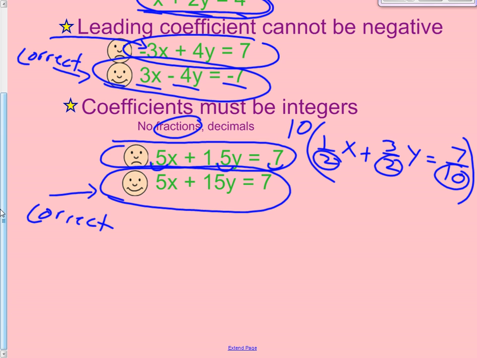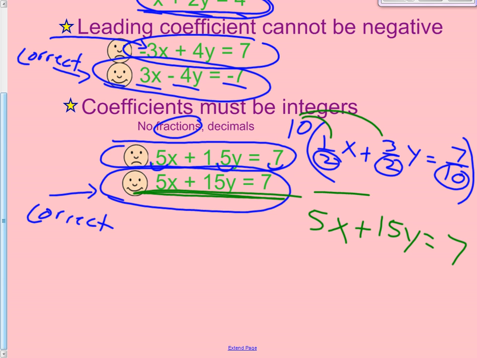So 10 times 1/2 is 5x. 10 times 3/2 is 30/2, and 30/2 is the same thing as 15. So plus 15y, that equals 7/10, which is the same thing as 7. 5x plus 15y equals 7. So if you have a decimal, you just move over the decimal point. If you have fractions, multiply everything by the least common multiple, and there you have it in standard form. Very, very important. We'll be going through those problems as we go.